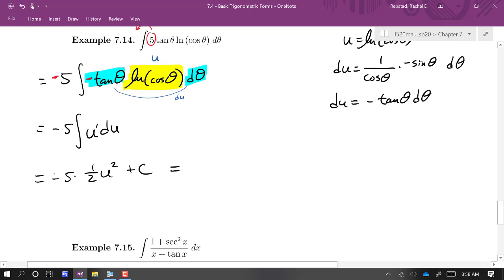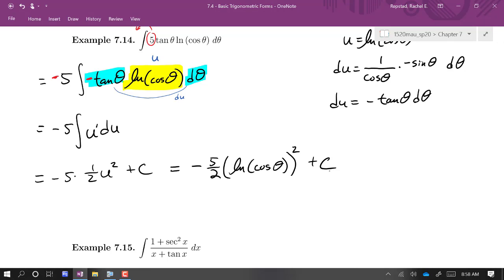And now I'm going to just clean it up and put our expression for u back in, so we get -5/2 times ln of cosine theta squared plus a constant. It's important to note we're squaring the whole ln function, we're not squaring the argument. So I cannot use that property that says I could pull a power down in front of the ln. That's only true if we're raising the argument inside the ln to a power.